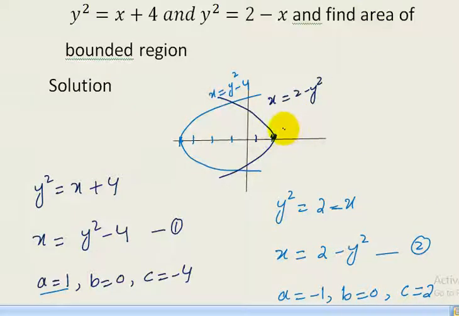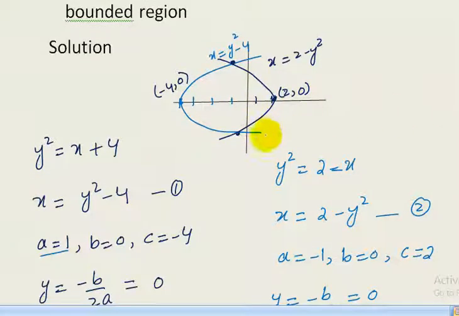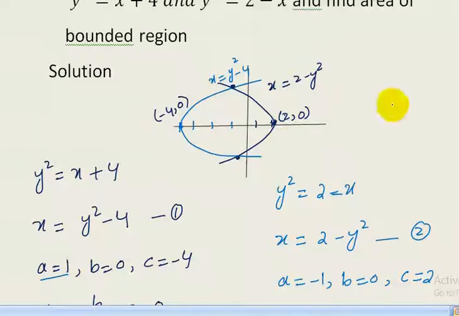The vertex of this parabola is at 2 comma 0, and the vertex of the first parabola is at the point minus 4 comma 0. Now we need the point of intersection of these two parabolas. We find the point of intersection by using these two equations, that is x equal to 2 minus y square and x equal to y square minus 4.